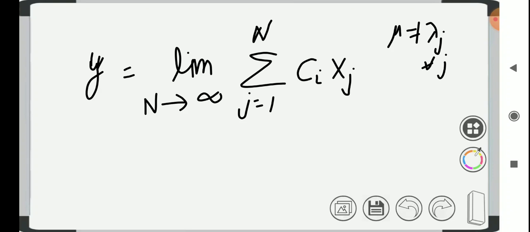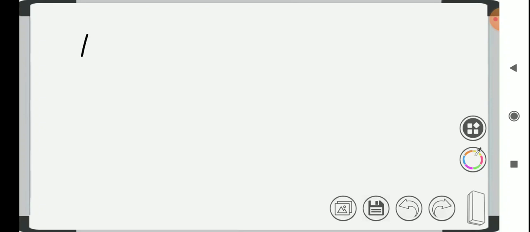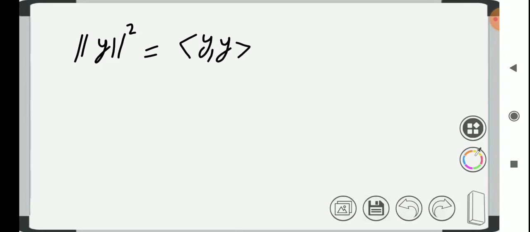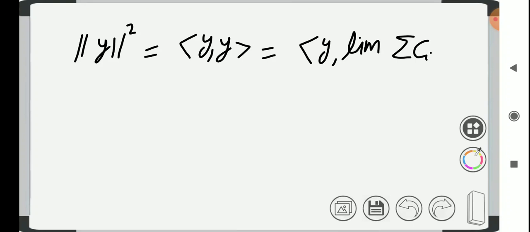So we will write the norm of y. The norm of y squared is simply the inner product of y with itself, which is the inner product of y with the limit, since y is equal to the limit as n goes to infinity of the summation of ci xi, where i goes from 1 to n.